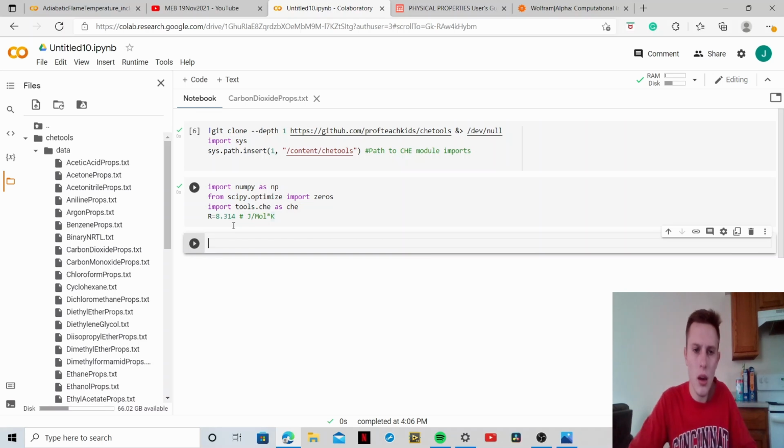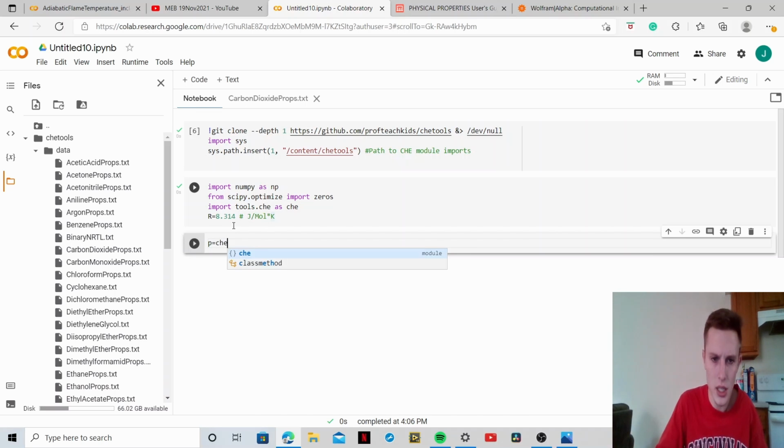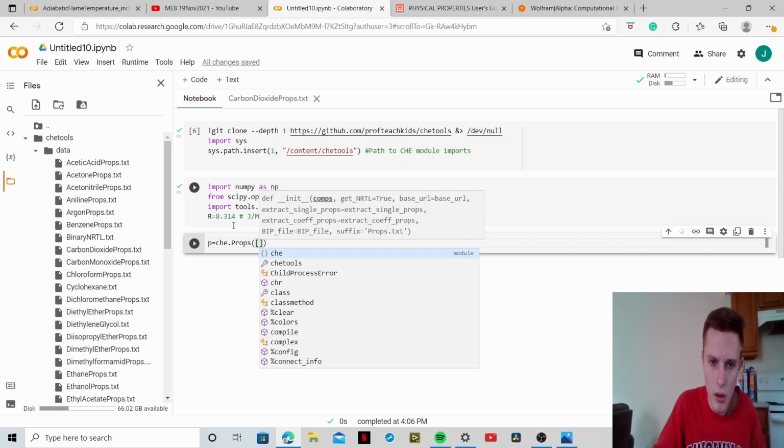From here, we can start calling in our variables, actually the compounds which we're looking to use. So we're going to do P equals, I called in CHE, so we have our CHE dot props, and we're going to call in all the different compounds and components of our fuel, as well as the air that we're going to be using. It is an air-fuel mixture coming in for this reaction.